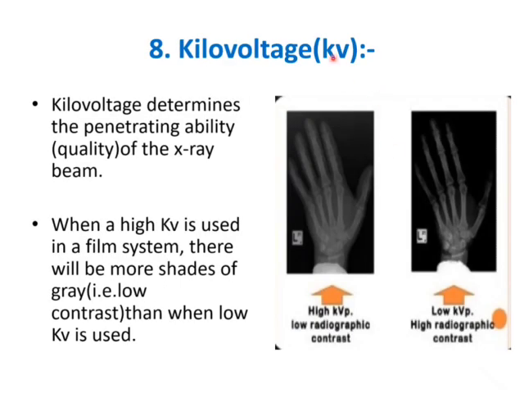Next, about the kVp. kVp determines the penetrating ability of the X-ray beam. When a high kVp is used in the film system, there are more shades of gray, that is, low contrast, than when a low kVp is used. So these are two different X-rays, one made with a higher kVp and one with a low kVp. The one with higher kVp has low radiographic contrast, and the other, which is exposed with the low kVp, shows a higher contrast.